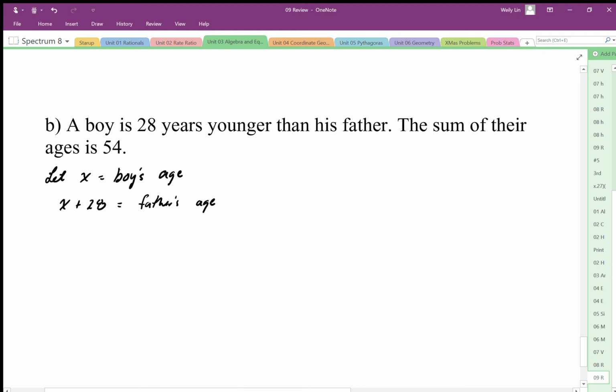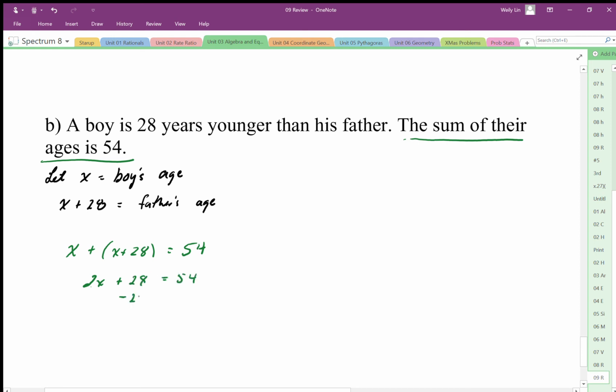Okay, so once we've done that, we're going to come up with our equation. Our equation is the sum of their ages is 54. So we're going to do x plus x plus 28, so the boy's age plus the father's age equals 54. Once we have the equation, we can solve that equation fairly easily.